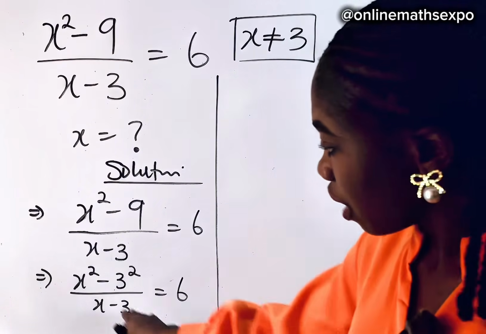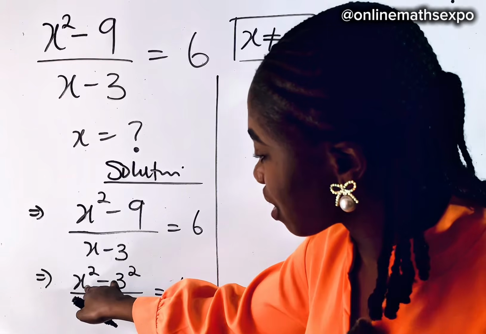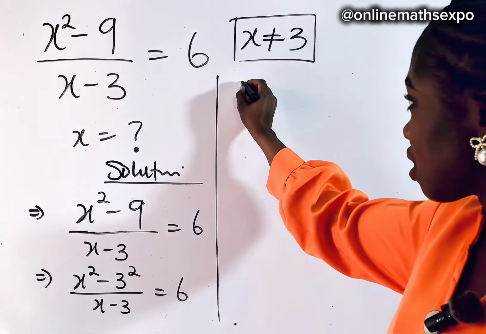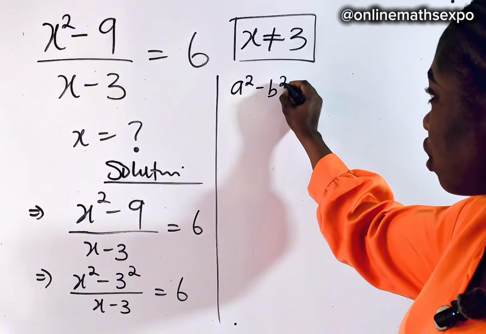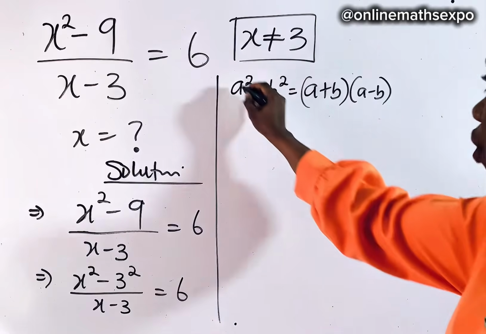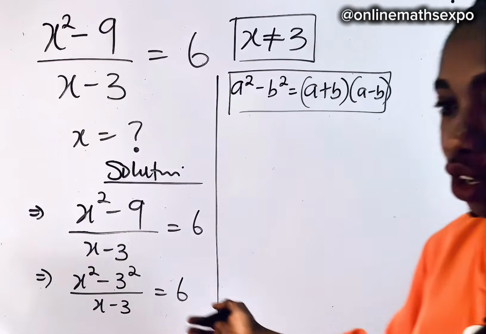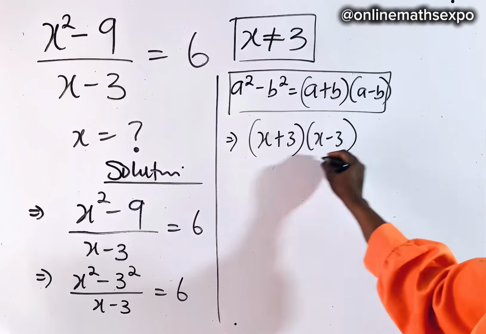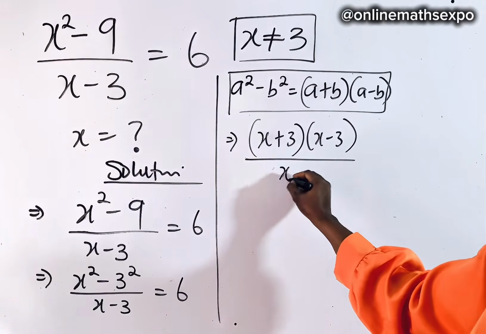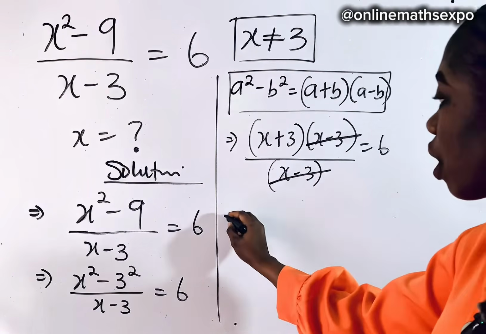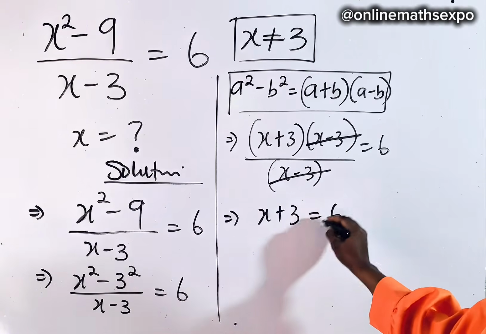Let's keep simplifying. At this point, you observe that this has led you to a difference of two squares. Quickly remember the algebraic statement that for every a squared minus b squared, it gives you a plus b into a minus b. If you apply this on the numerator, we have x plus 3 into x minus 3 divided by x minus 3, equal to 6. You observe that this x minus 3 can cancel out. So we have x plus 3 is equal to 6.